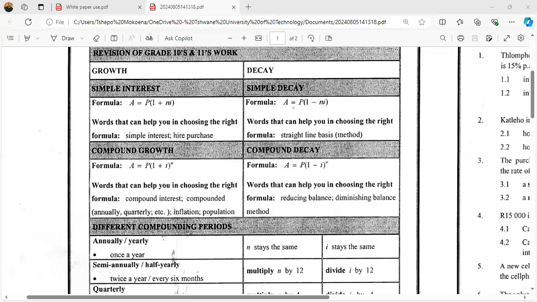Okay, let me record. All right, so we're gonna do financial mathematics. Okay, so now what's the purpose of this topic?